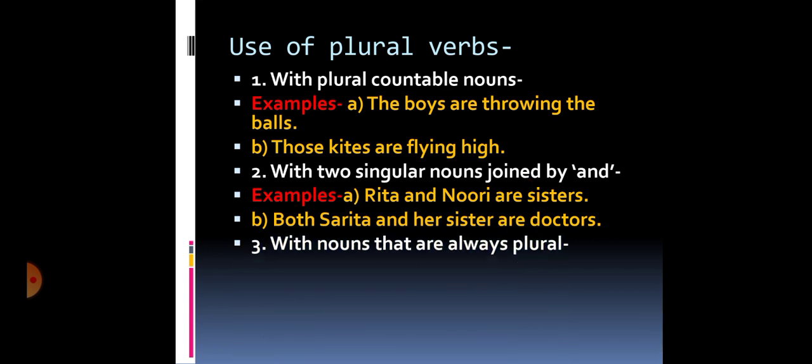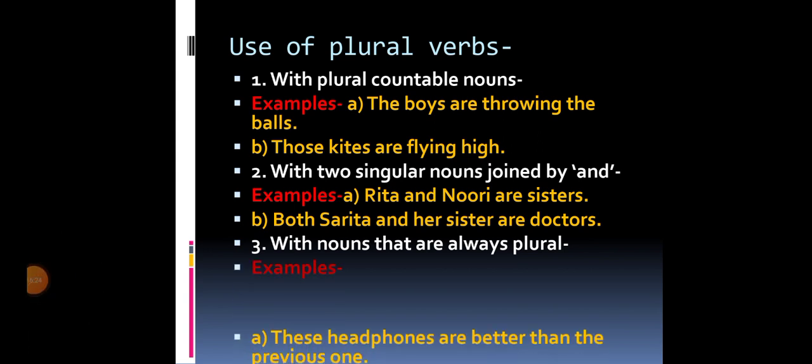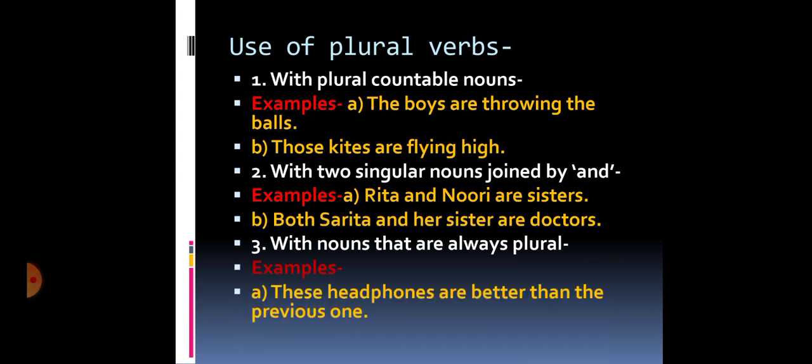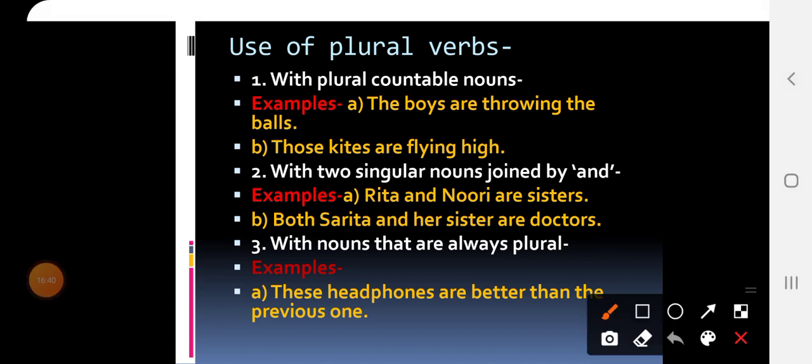Next, plural verbs are used with nouns that are always plural. For examples, these headphones are better than the previous one. Headphones is always used as a plural subject. That is why the plural verb are has been used with it.